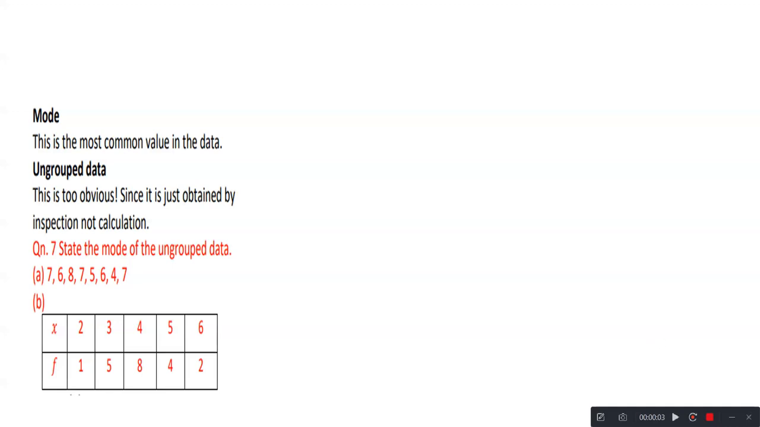Members, we are proceeding with our episodes of statistics, and in this particular video we are continuing from the previous video. So we were to talk about mode. Mode is the most common value in the data set. For mode for ungrouped data, we just look at the data set and look for the most common value. For example, here it is 7, and that will tell you that the mode of this data is 7.